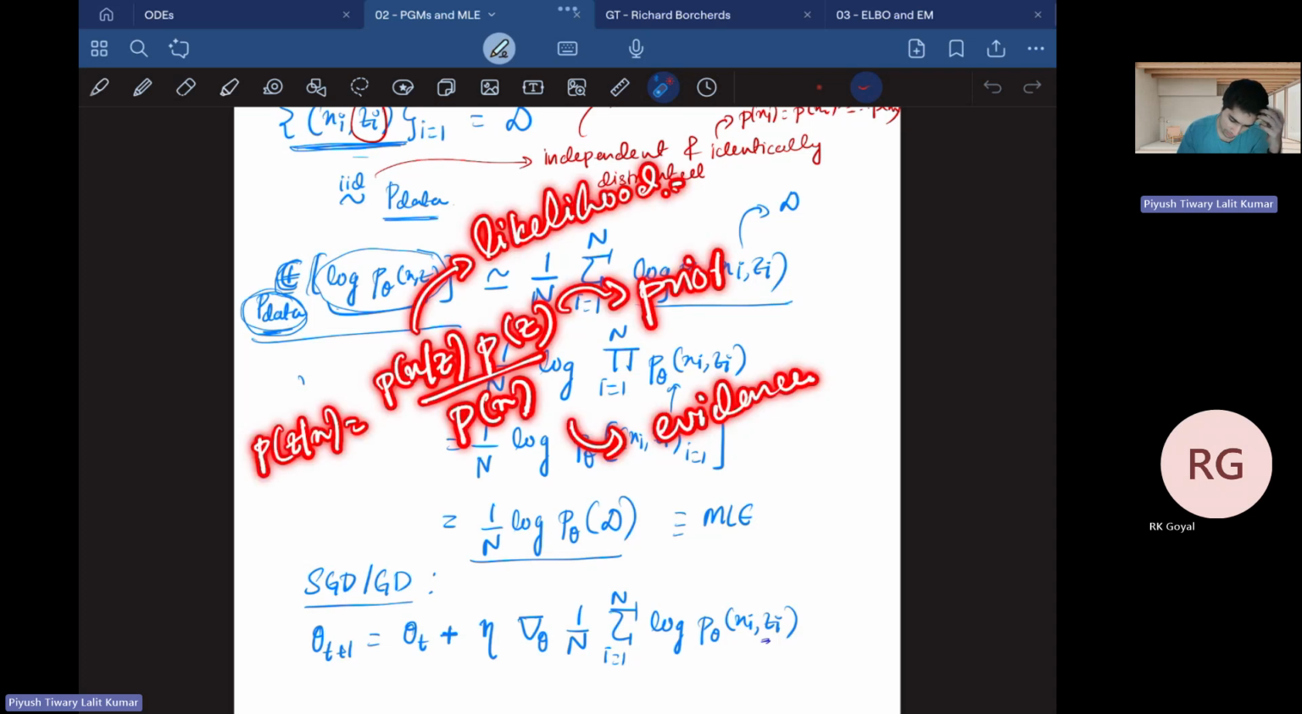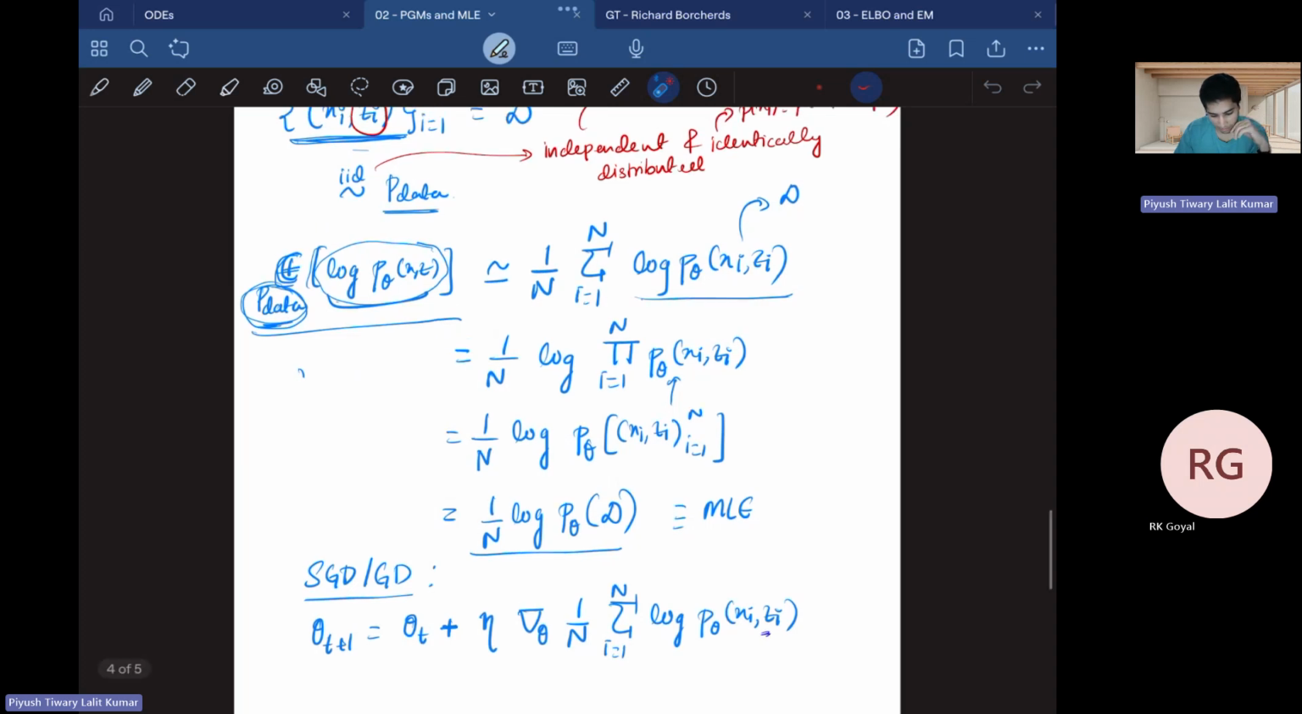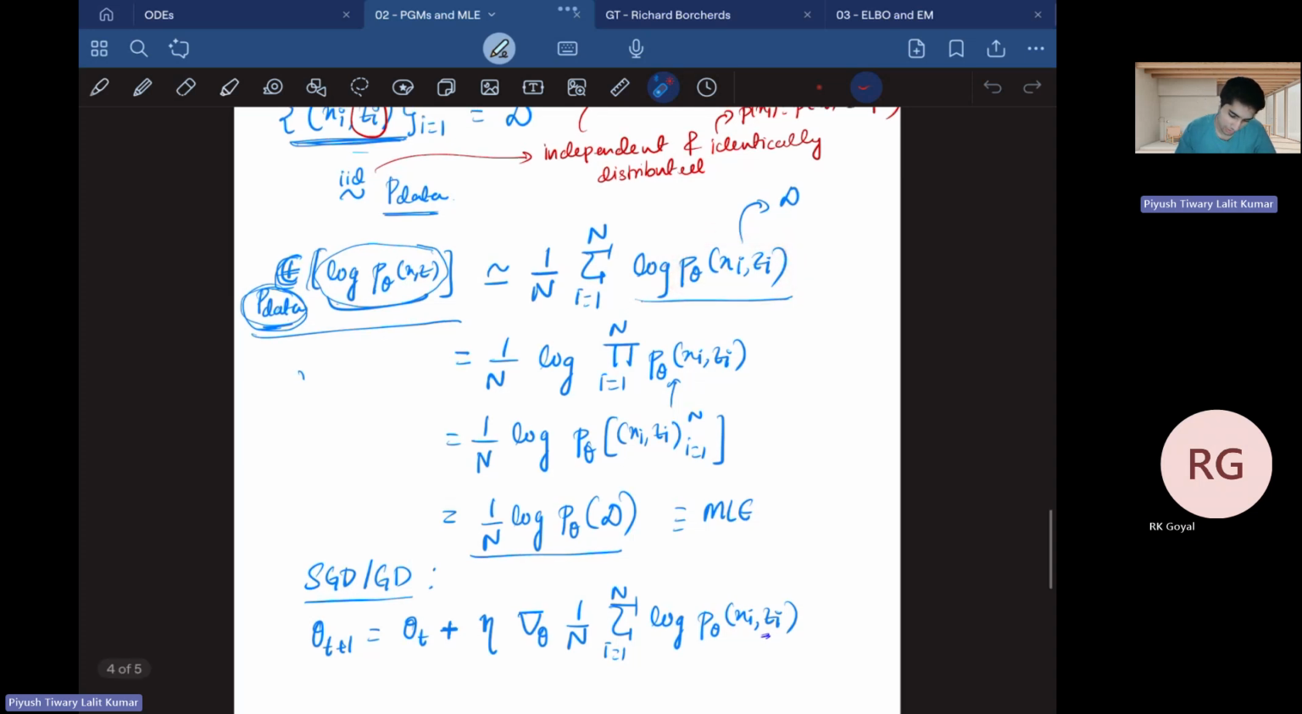So likelihood, strictly speaking, means this P of x given z term, the conditional term that comes on the other side of the Bayes rule. But here we are calling this term likelihood, which is a sort of aberration of notation, because it is actually something like P of xi comma zi given theta.